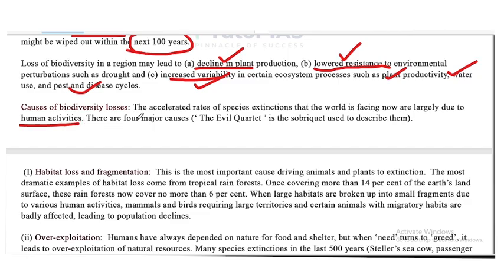There are four major causes. It is often pet named or called the evil quartet. It's a very important concept, or a very important term. Just take a note of it. The evil quartet, which is considered to be the four major causes of species extinction in the world.